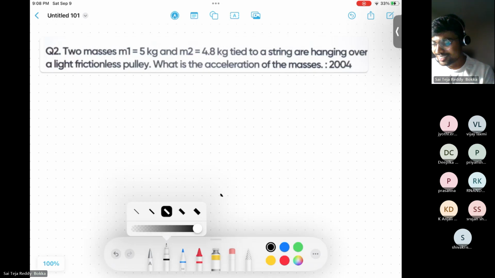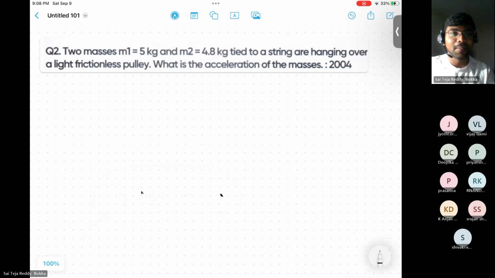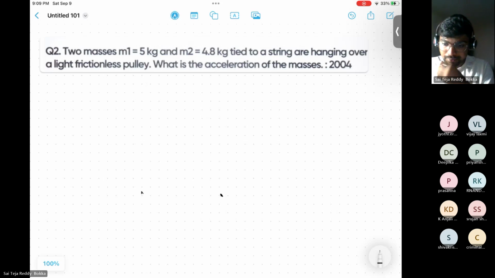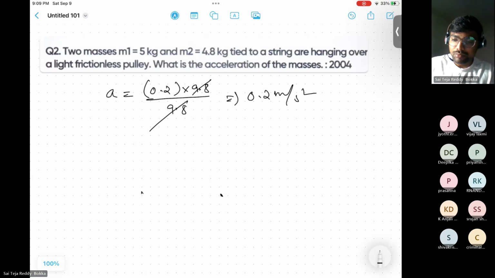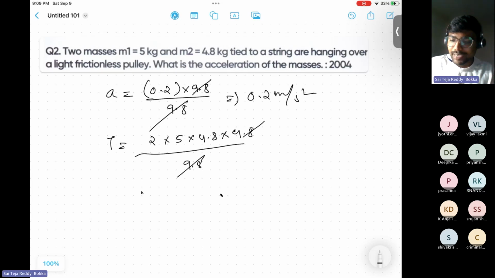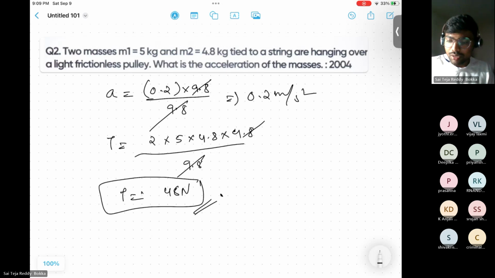That's great. That's good. Direct forward. What is your tension? So your acceleration will be equal to 0.2 into 9.8 by 9.8, and that will be equal to 0.2 meter per second square. When it comes to tension, 2 into 5 into 4.8 into 9.8 by 9.8. So these both will be cancelled now. T is equal to 48 newtons. 5 into 2 is 10, and 10 into 4.8 is 48.